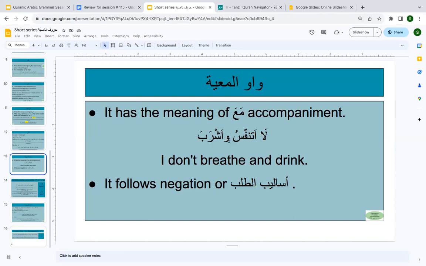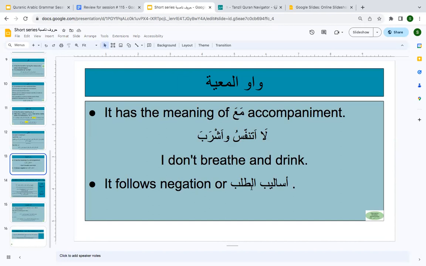This waw has to be after either negation or asalibu talb. Asalibu talb, who remembers what are the asalibu talb? These asalibu talb include fail amr, nahi, istifham, taraji, tamanni, tahdid. The six demands that you have in Arabic include command, forbidding, question, hope, wish, and urging. And the urging can be forceful urging or gentle urging.